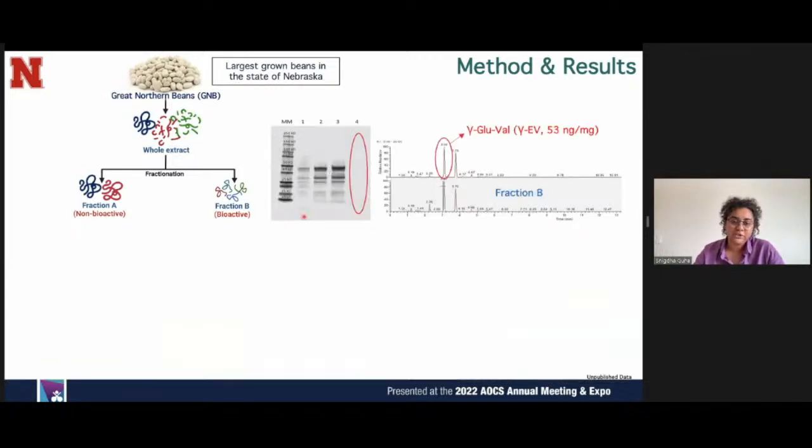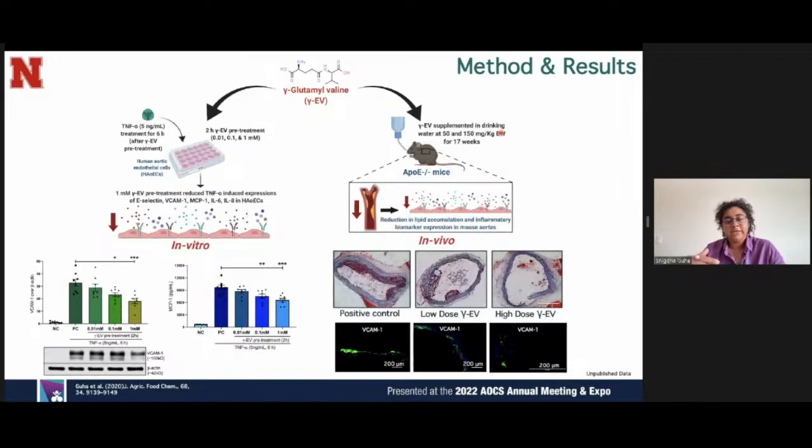A little bit about fraction B. We did not see any high molecular weight proteins, so it was basically consisting of peptides. And when we did a mass spec analysis, we found gamma glutamyl valine as the most abundant gamma glutamyl peptide in this fraction. So then we wanted to check in particular if this peptide was effective in reducing inflammation as well or not. So for that, we used gamma-EV in the same inflammatory assay with 3 doses. We pre-treated the cells and then followed by induction again with TNF-alpha.